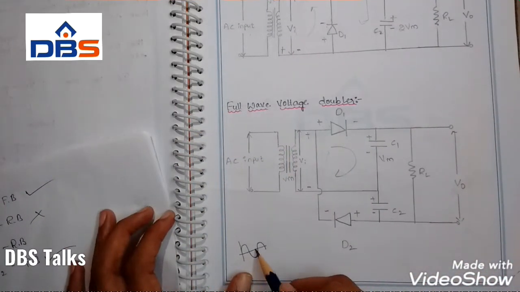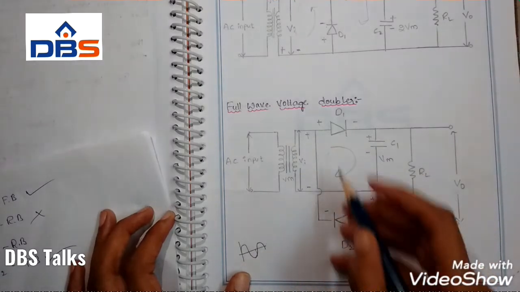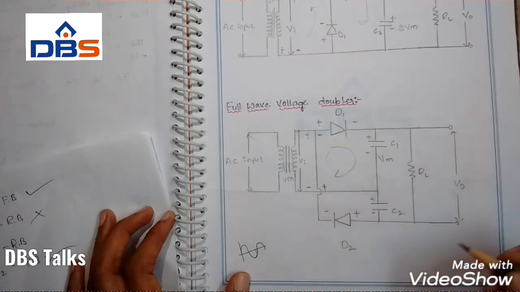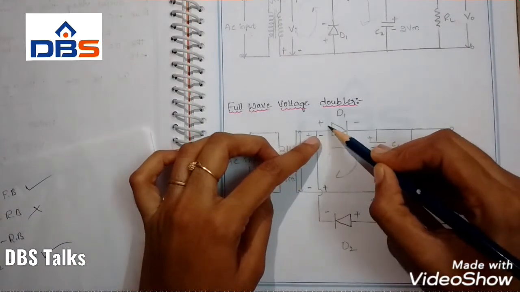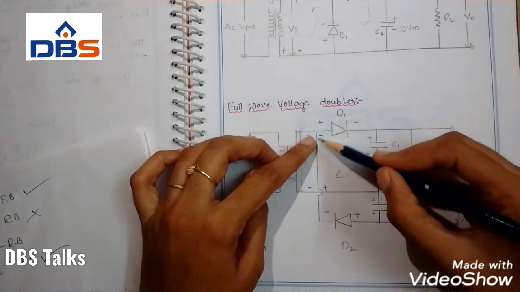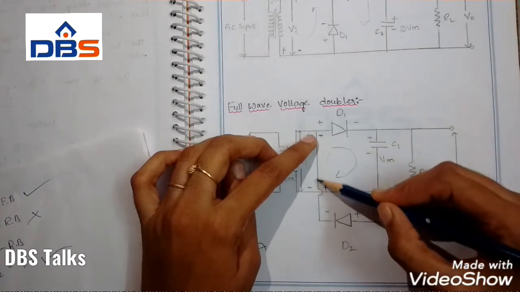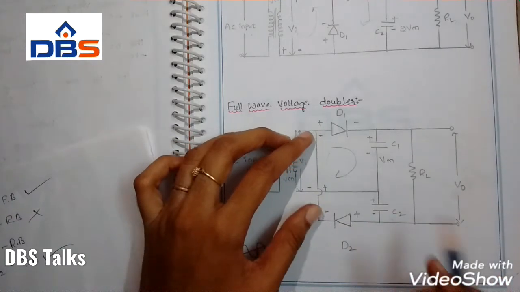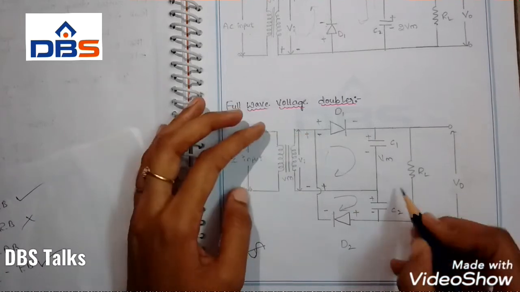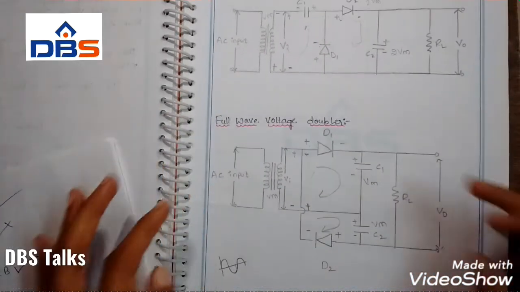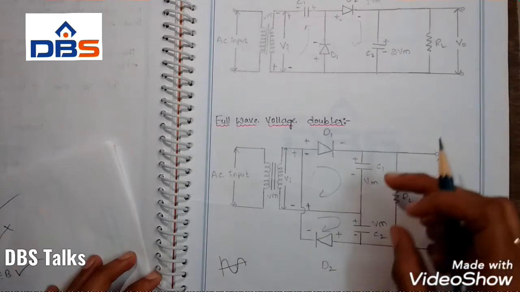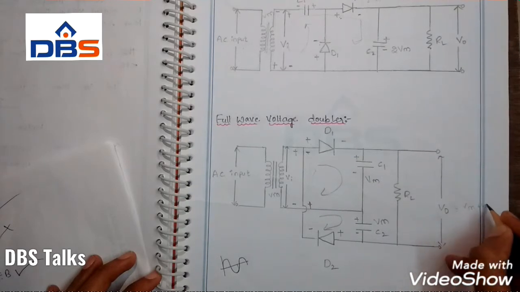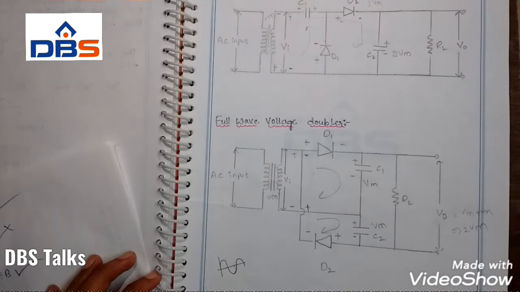Next, apply the negative half cycle. If we apply the negative half cycle, the polarities will be changed. Here the polarity will be negative, here the polarity will be positive. Negative and positive means diode D1 will be in reverse bias. Here we are having a minus and the connection is going through D2. Minus means D2 will be in forward bias and current flows through it and C2 will be charged up to Vm. And finally at the output side we will get the output by the summing of C1 and C2. So V0 is equal to Vm plus Vm, which is equal to 2Vm.